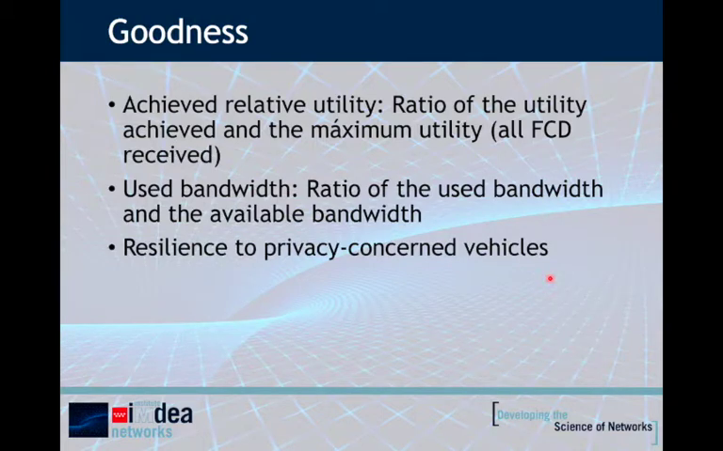And then we're going to see what is the resilience to having more or less privacy concerned vehicles. So we're going to see what happens when all vehicles are reporting reliable locations, so they are not privacy concerned, how the performance degrades when more and more vehicles start being more worried about their privacy, and they increase their privacy level.